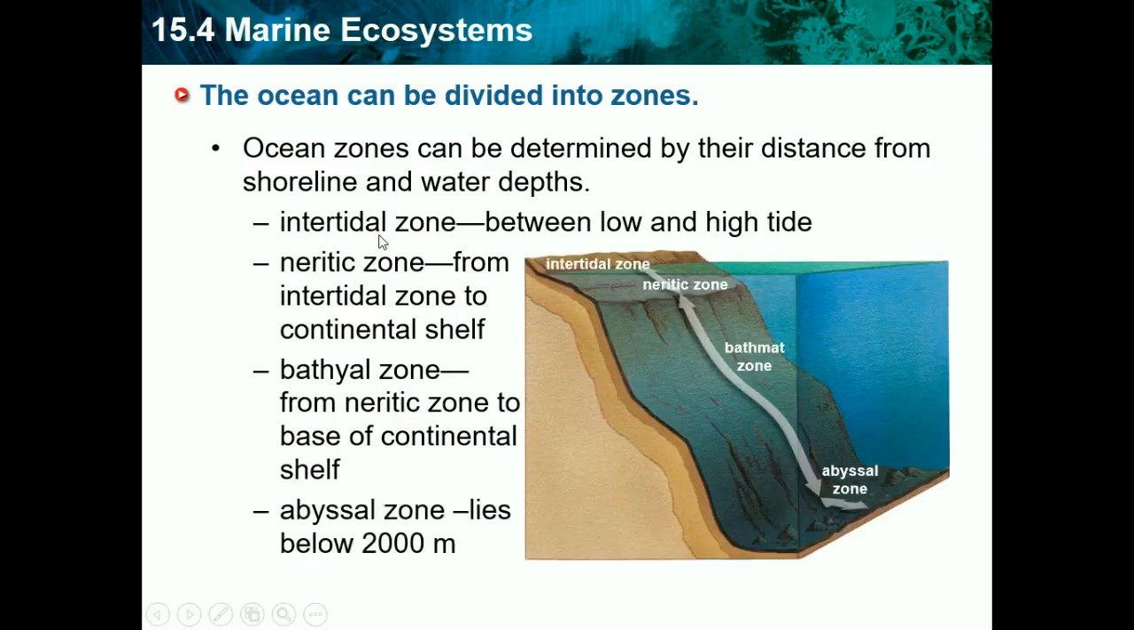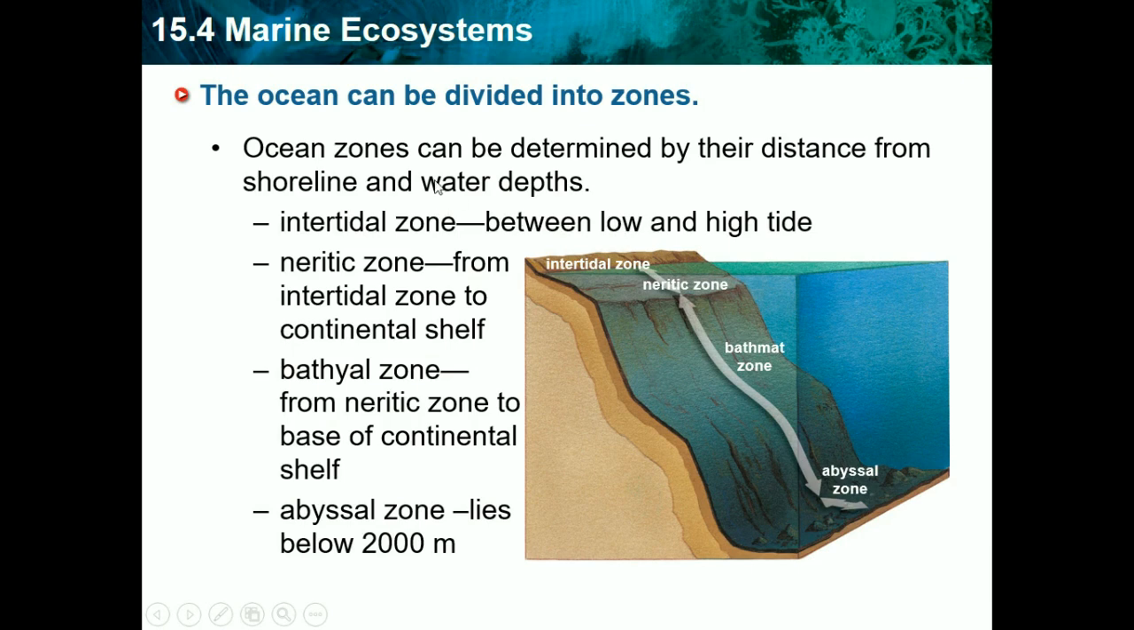So the intertidal zone is between low and high tide, and if you live near a beach, you know that low tide and high tide have to do with how high the water comes up on the shore. Low tide is when the water stays back in the ocean and doesn't come up. High tide is when it comes up, and so more of the sand gets wet.